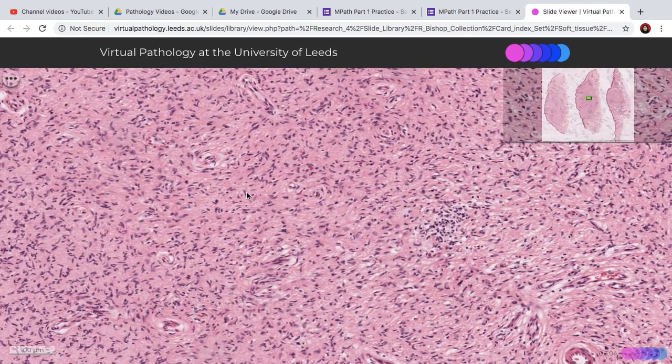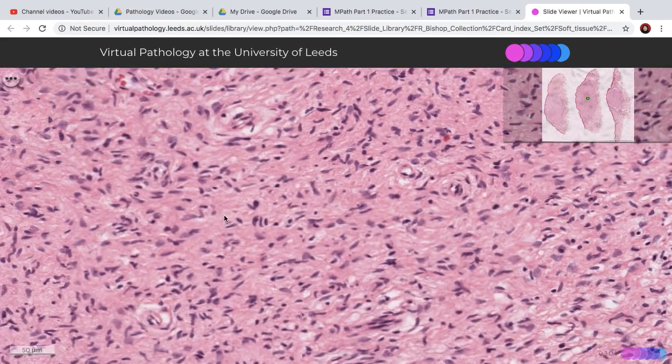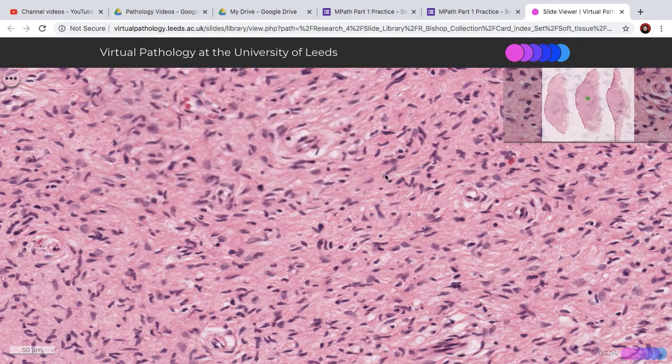So zooming in on one of these pieces, because they all look quite the same, you can see that the lesion is made up of short spindle cells. They're quite elongated, but not massively elongated. The nuclei are quite wavy, and some of them look a bit buckled, slightly comma shaped.